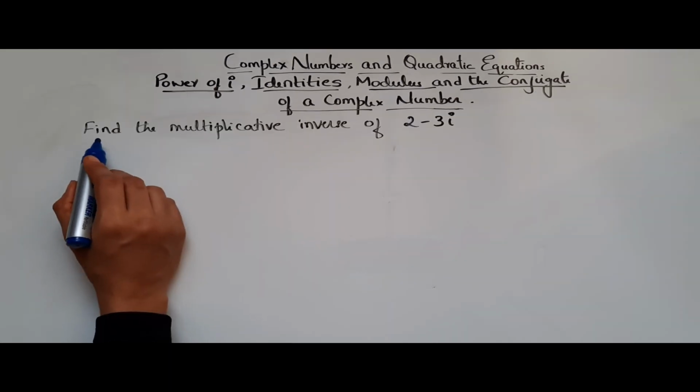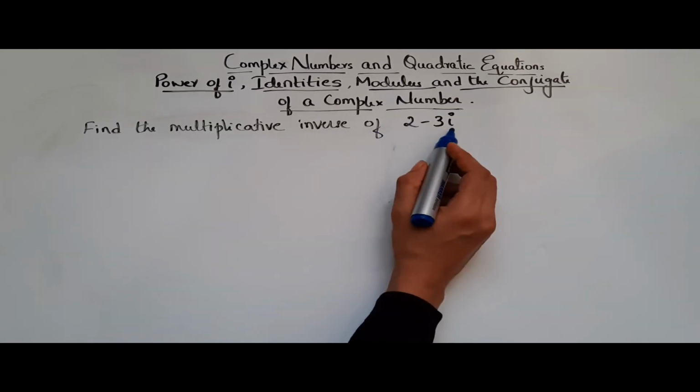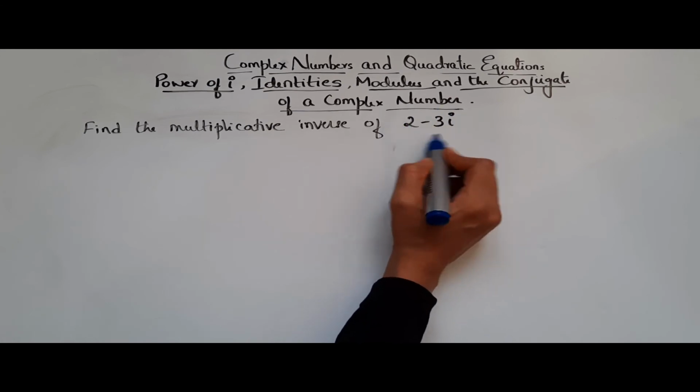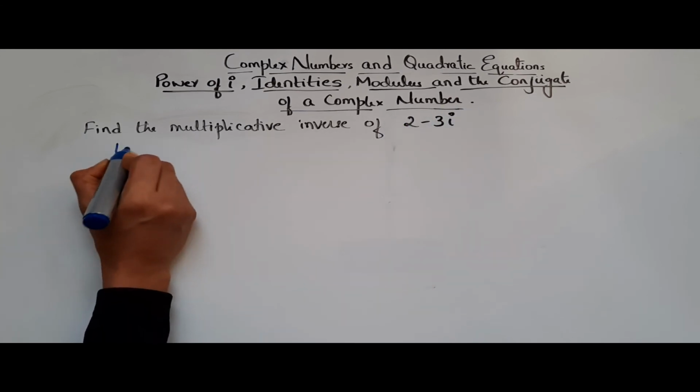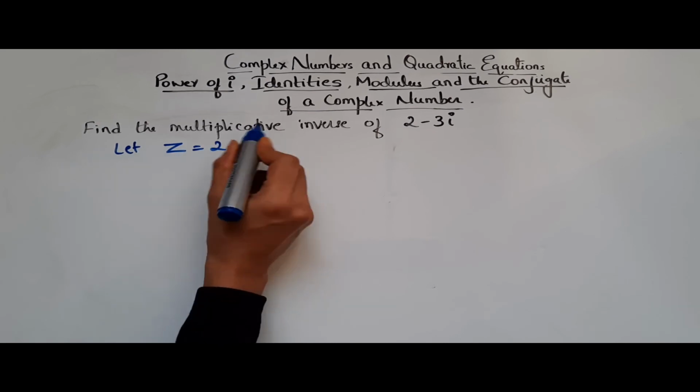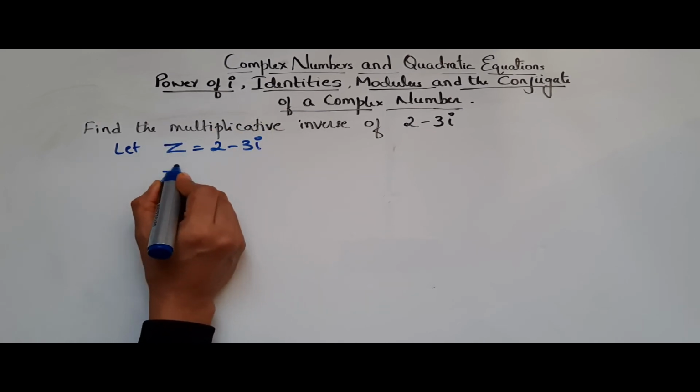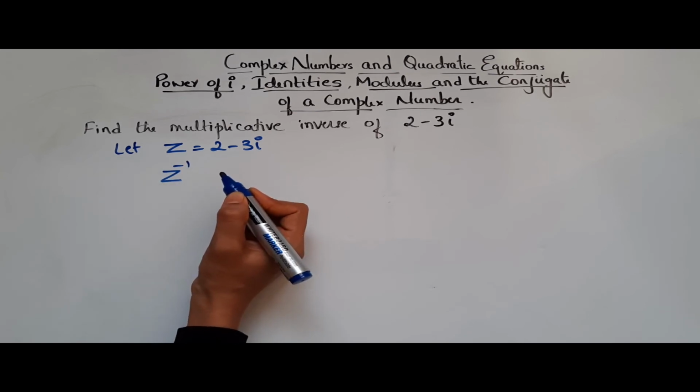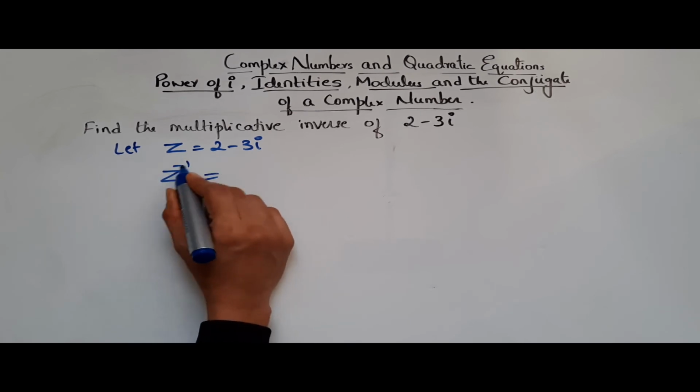So here it says find the multiplicative inverse of 2 - 3i. First let's take this as z. So let z equal 2 - 3i. Multiplicative inverse means z inverse. We have to find z inverse. So what is z inverse? We can write z inverse as 1/z.